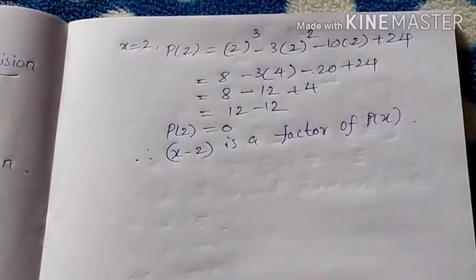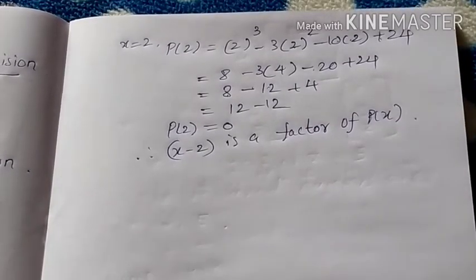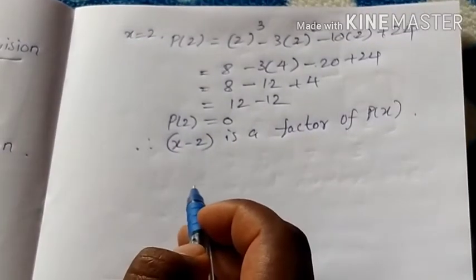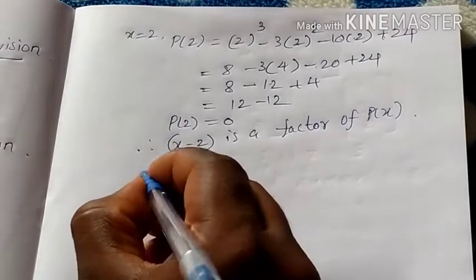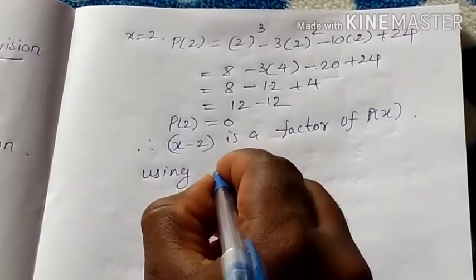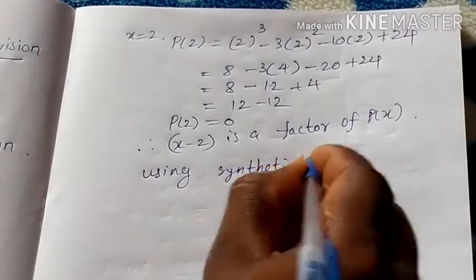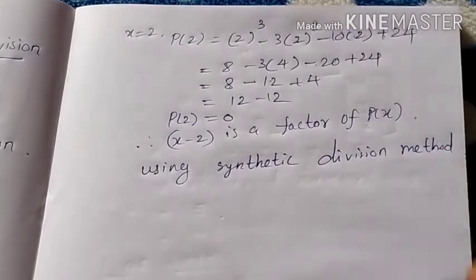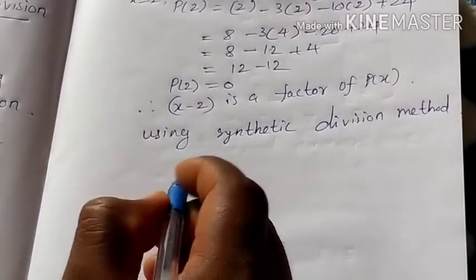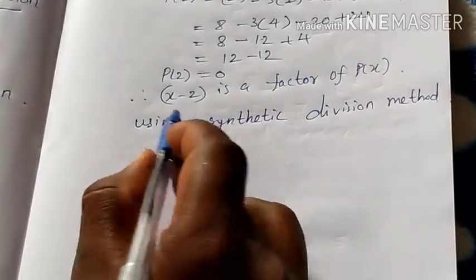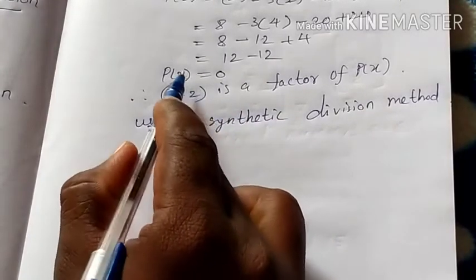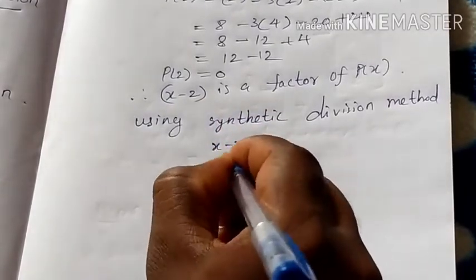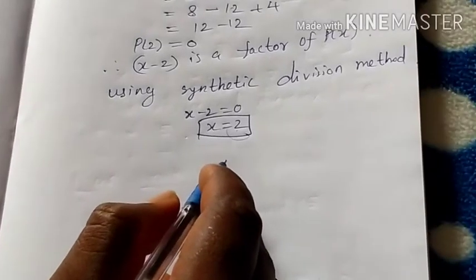Now we get one of the factors. But the given question is a cubic polynomial, so we want to find all 3 factors. Next, using the synthetic division method, first find the zero of the polynomial. The zero of the polynomial is x is equal to 2, because x minus 2 is equal to 0, so x is equal to 2. Next, use the synthetic division method.